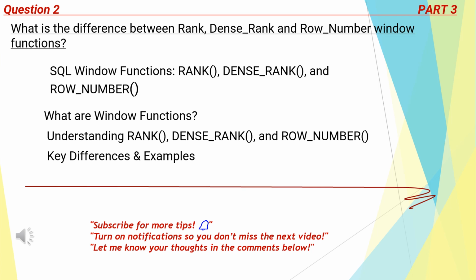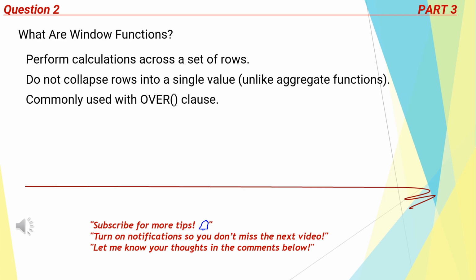Welcome to this session on SQL window functions. In this, we will explore three important ranking functions: rank, dense rank, and row number. We will discuss how they work, compare their differences, and see practical examples. Window functions in SQL allow you to perform calculations across a set of rows while keeping individual row details. Unlike aggregate functions, they don't reduce the number of rows in the output.